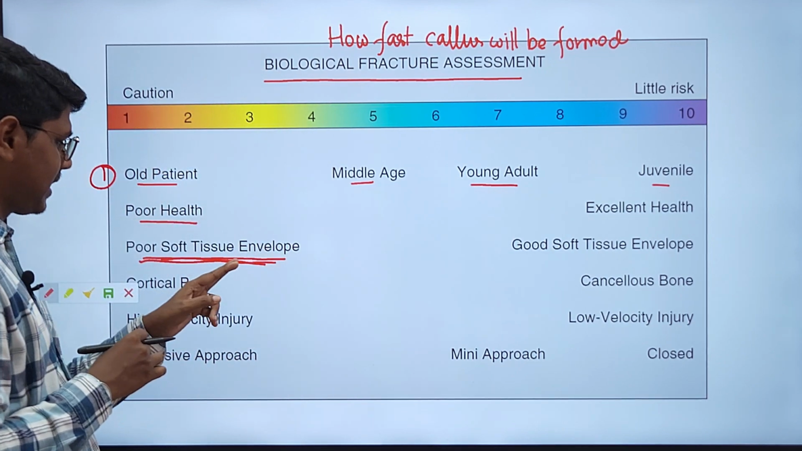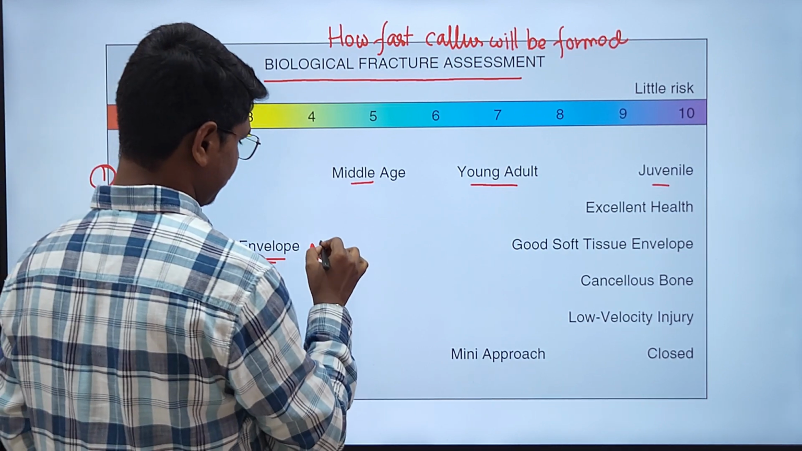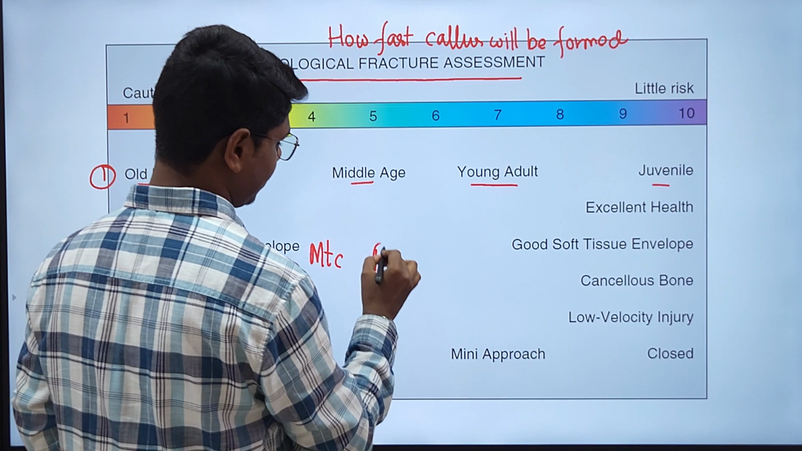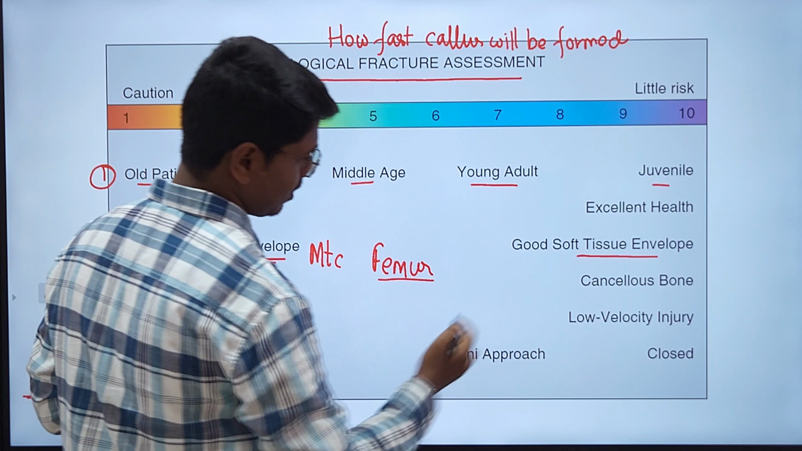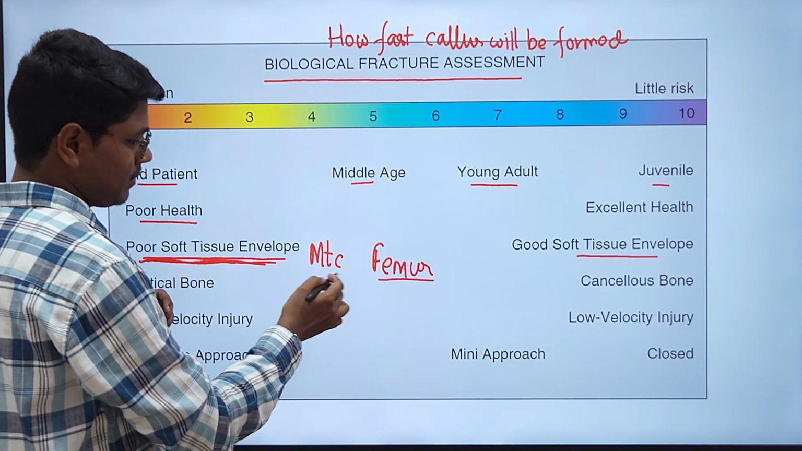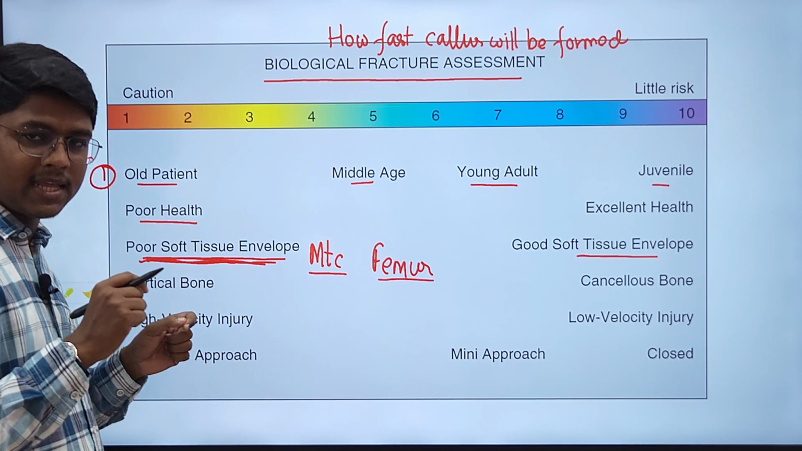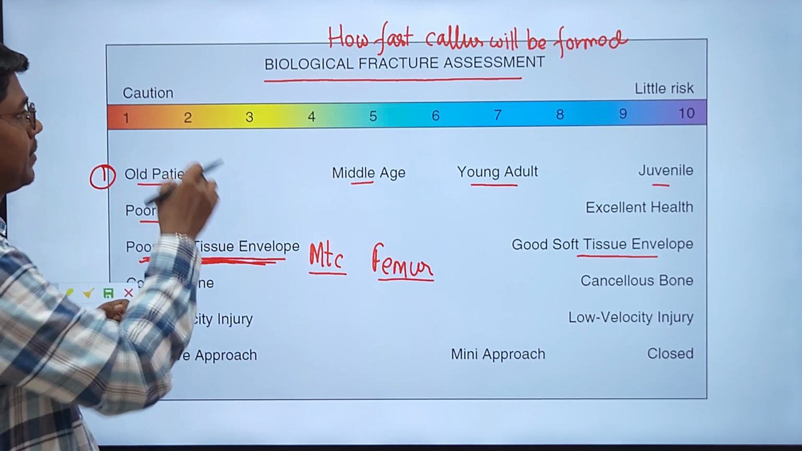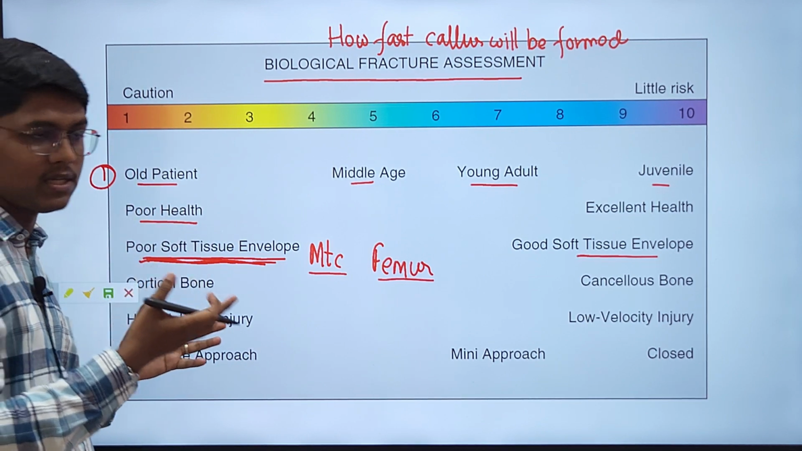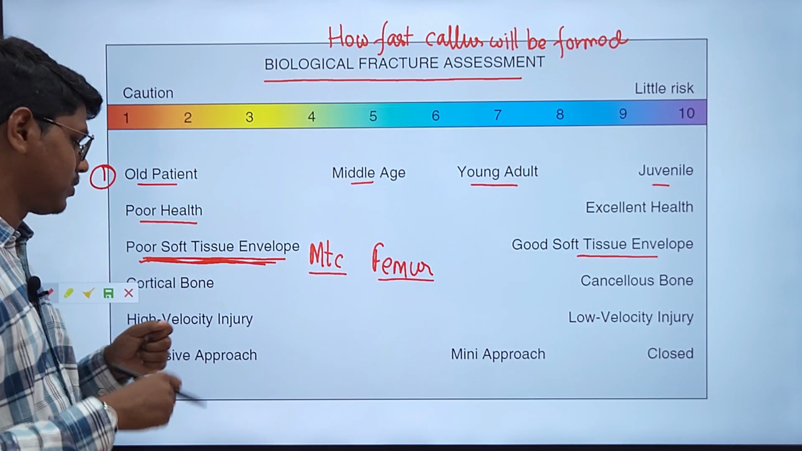Suppose there is a fracture of the metatarsal and there is a fracture of the femur. You know that in the case of the femur, the soft tissue envelope is very good, while in the case of the metatarsal or metacarpal, in those particular areas, soft tissue covering is very less. So those will come under the 1 to 2 or 3 category, while the femur fracture may come under 10 because it has very good soft tissue covering.